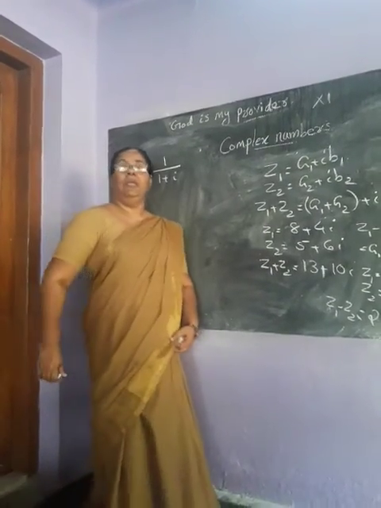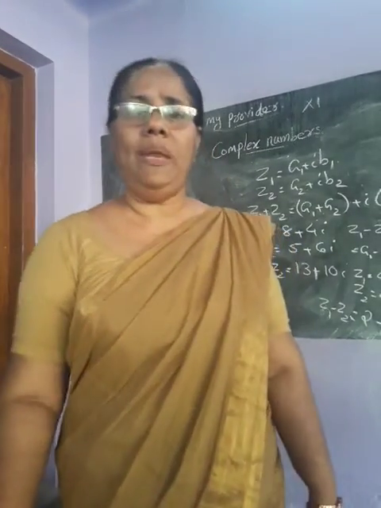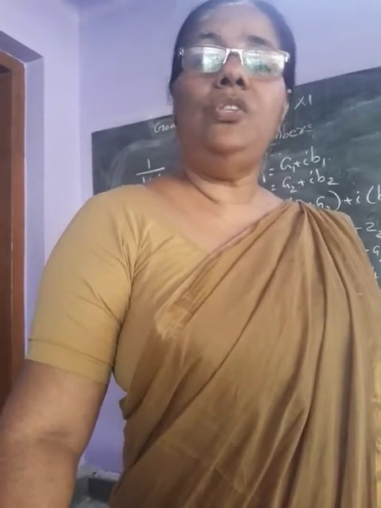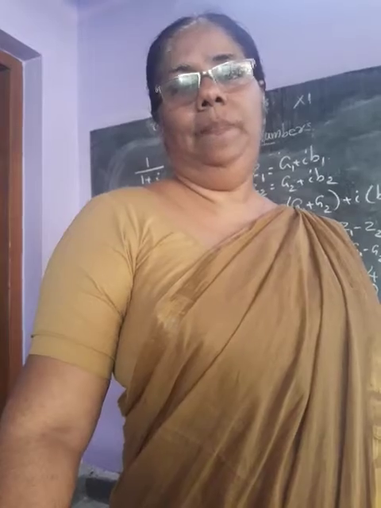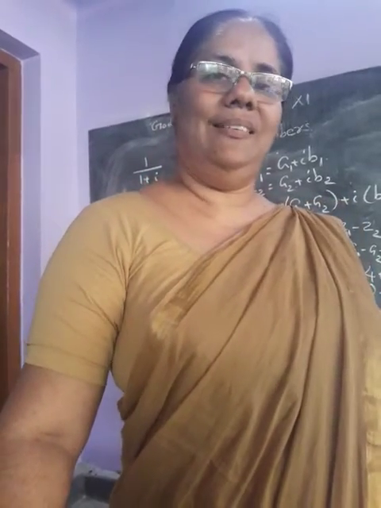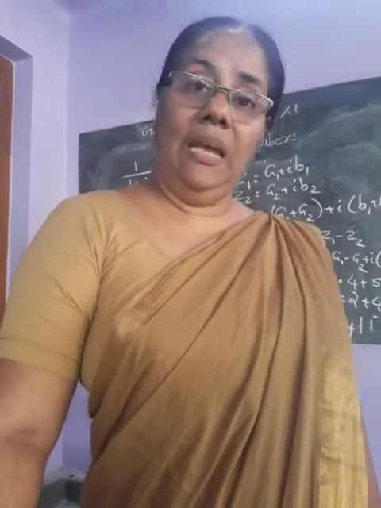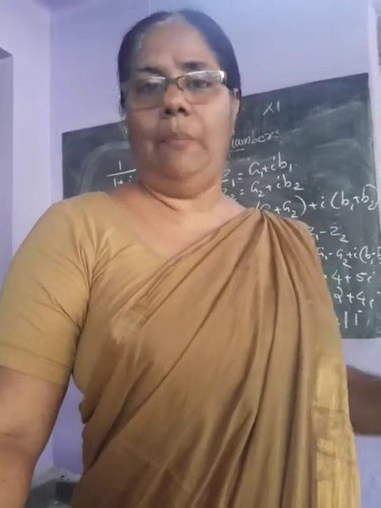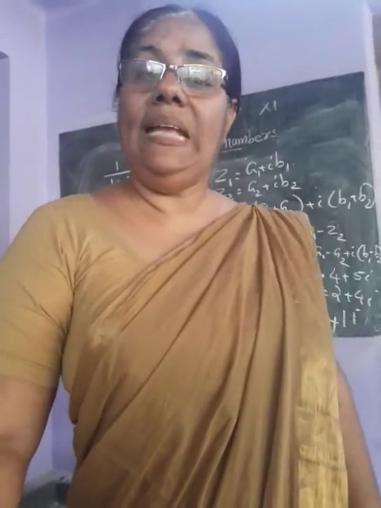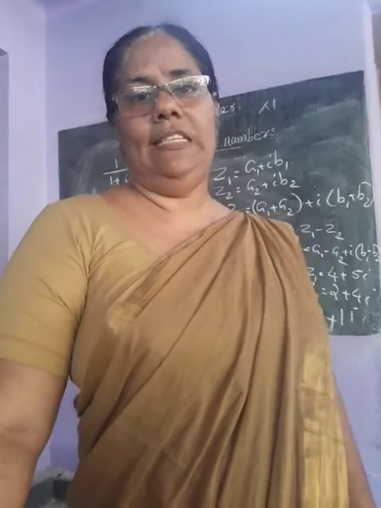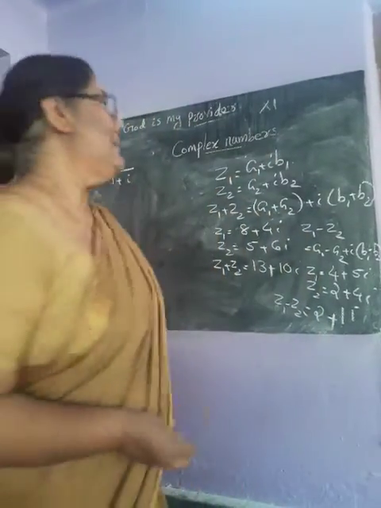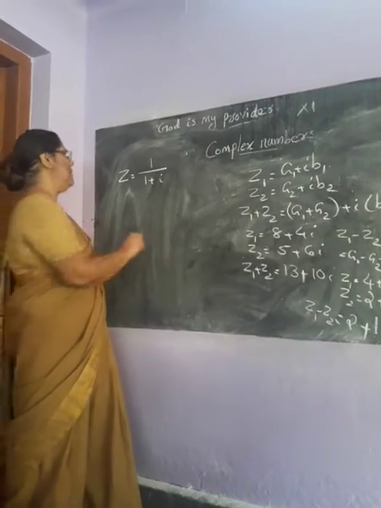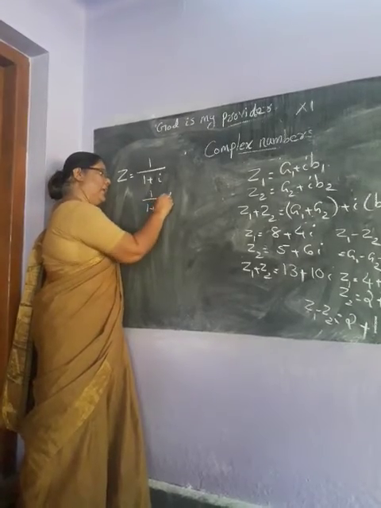Look here. If the denominator contains a complex number, take the conjugate of the denominator. Then multiply and divide. If the denominator contains a complex number, take the conjugate of the denominator, multiply and divide. Then repeat the question. Here we know that the question is Z. Z represents complex number. 1 by 1 plus i into.